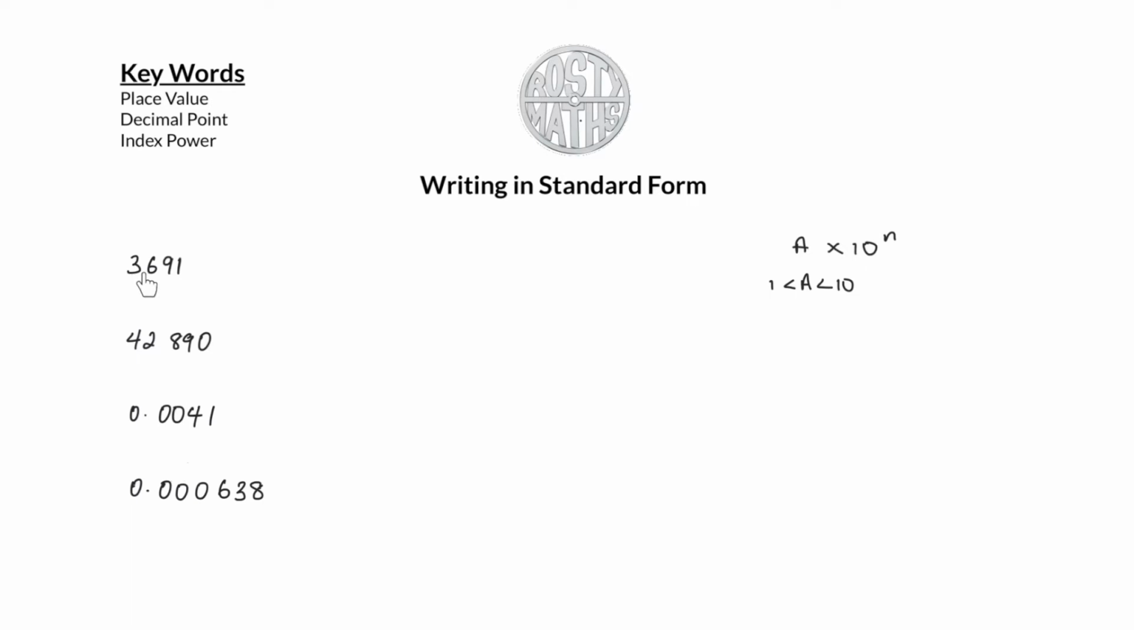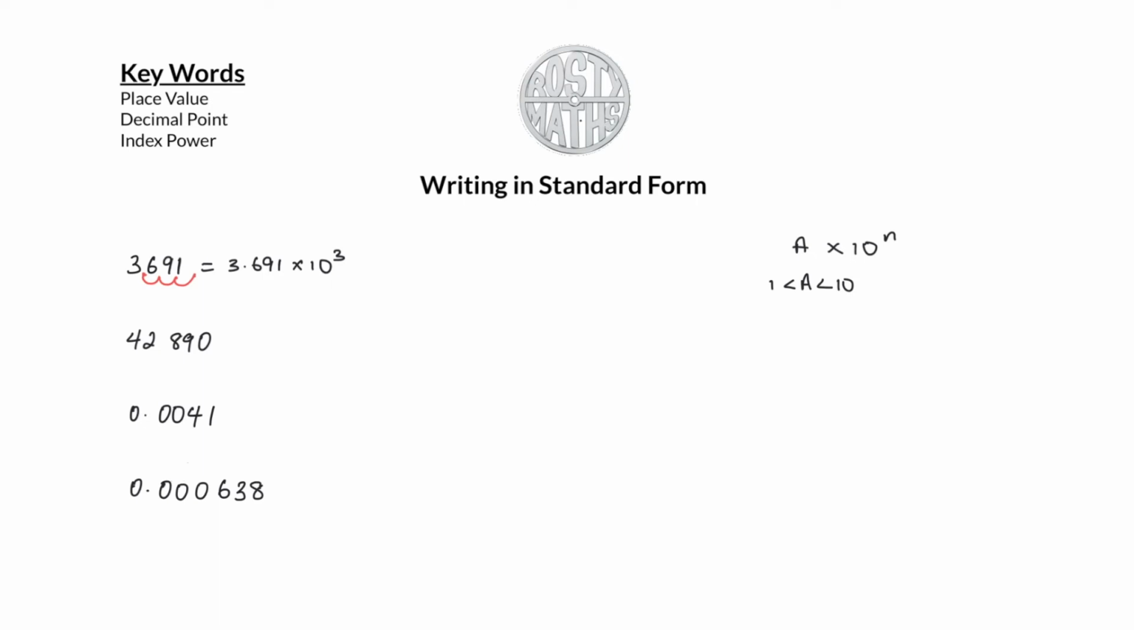This is 3,691. The fact that I say it's 3,000 tells you that your answer needs to have 10 to the power 3 because it's in the thousands. But this is how we normally check it. We move the number 1, 2, 3 places. We stop there. So therefore, this is going to be equal to 3.691 times 10 to the power 3. Notice here how we have the same power as the number of jumps we've made.